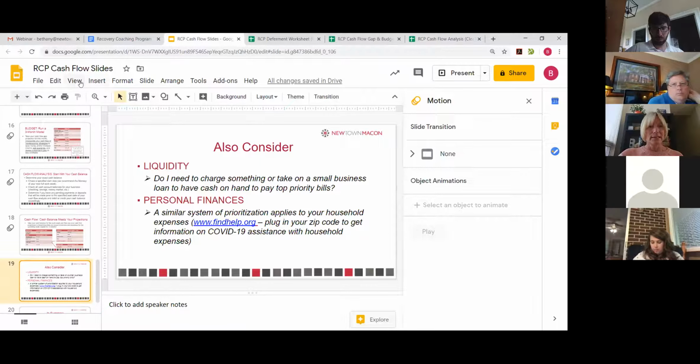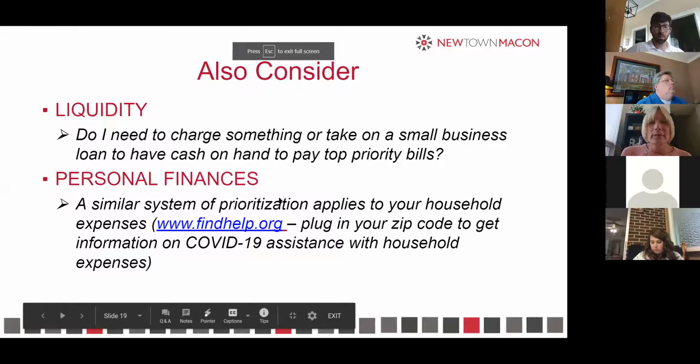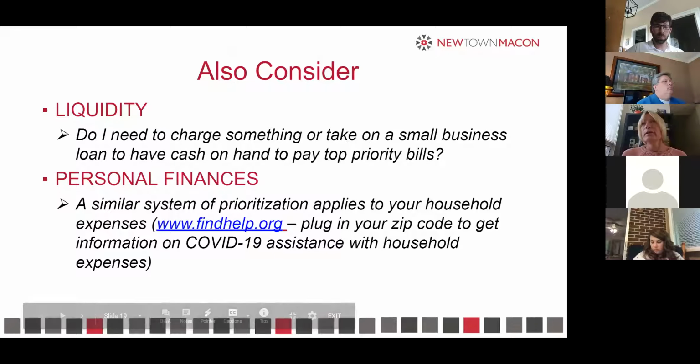Last two slides actually, before we play around in one of these. Two things to keep in mind. One is liquidity. So what you may find when you run that cash flow analysis is that there's just going to be some bills that you're going to need to put on your credit card, so you simply have the cash on hand. So that's why that cash flow analysis, that weekly look, is going to be really important. You may not want to go in debt. You may not want to put charges on your small business credit card, but you just may have to be liquid and have what you need on hand to pay your top priority bills.